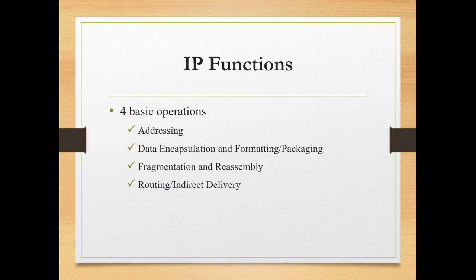Routing or indirect delivery. When a destination device is available on the same local network, IP datagrams can be sent directly to the destination device. Usually, the destination device will be on a distant network, and this device is not directly attached to the source. In such situations, datagrams are to be sent indirectly. IP accomplishes this by routing datagrams through routers using some other protocols such as ICMP and TCP/IP. So these are the basic four functions of IP.